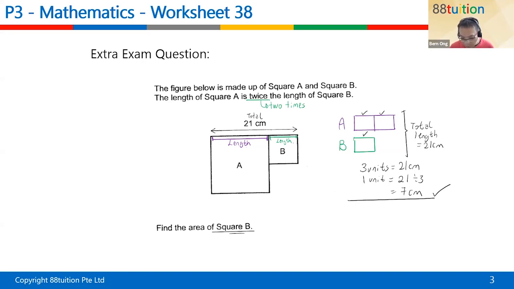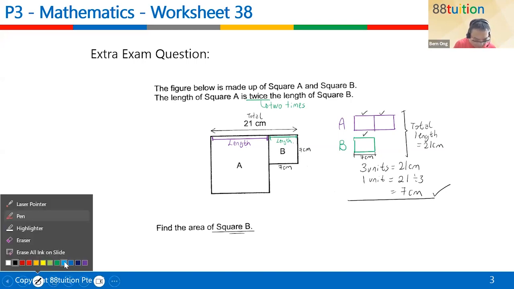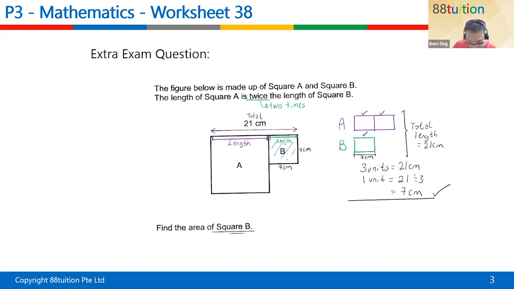You can do it. So the length of B is actually 1 unit, which is 7 cm. Is that okay? So down here is 7 cm. The question is looking for the area of square B. Area means 7 times 7. That's how Lavanya and Caleb got the answer. Is that okay, children?